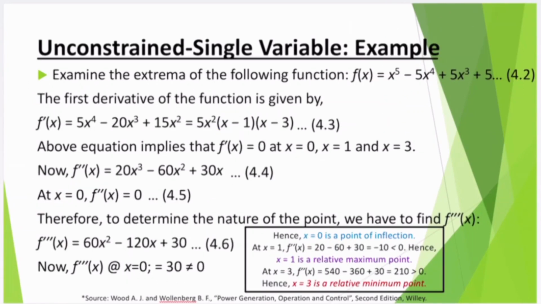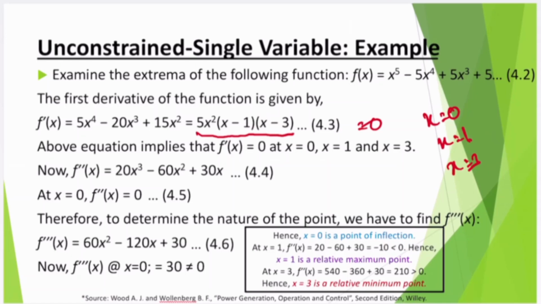Next slide. Let us consider one simple example, equation 4.2. f of x is x to the power 5 minus 5x to the power 4 plus 5x cubed plus 5, and optimize it. This is a kind of assignment you can take up. First you differentiate simply, and equation 4.3, as you can see, gives 5x square into x minus 1 into x minus 3. If I make this equal to 0, what will happen? I get three values: x equal to 0, x equal to 1, and x equal to 3. Is it okay?